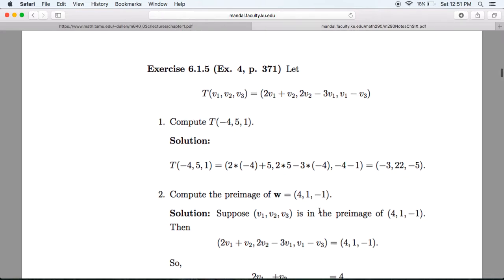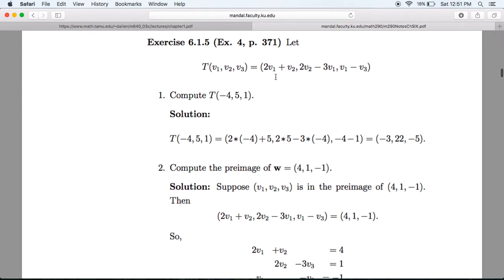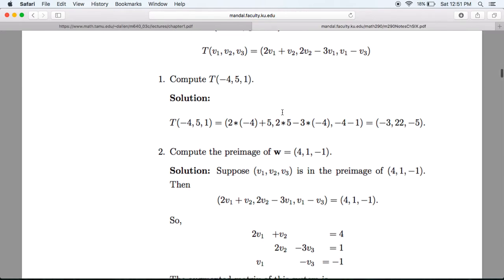Another example is transformations of this sort, where v1, v2 and v3 are transformed to 2v1 plus v2, 2v2 minus 3v1 and so on. We compute T of some vector using this formula.